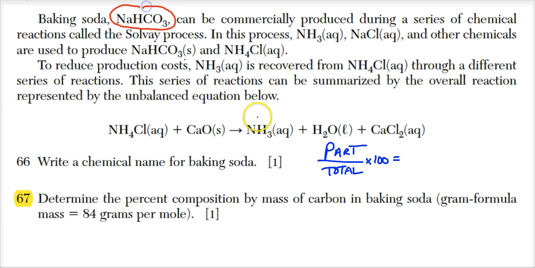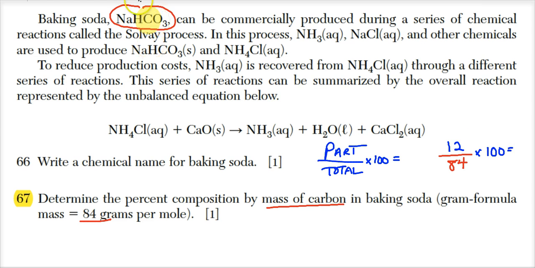But look what they gave me. They gave it to me already. So that's my bottom number. Please, if they're going to give you the gram formula mass, use it. If you want to practice doing it yourself, it will come out to be 84. What's the part they're asking for? That's important. Mass of carbon. Well, there's only 1 carbon, and we know the mass of 1 carbon is 12 from the periodic table. So 12 over 84 times 100.